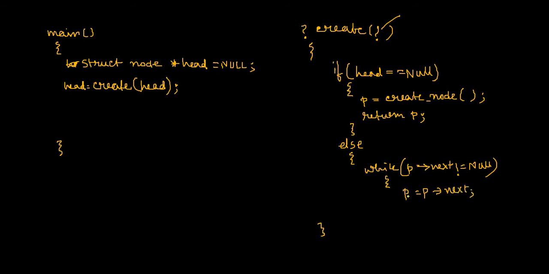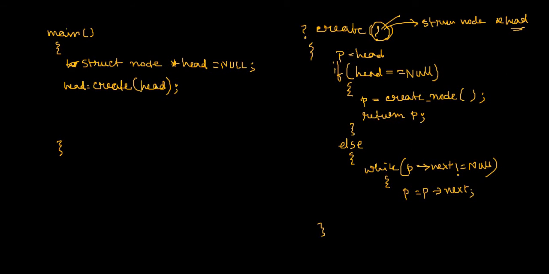So p is basically the first node that should point. So your p should be initialized by head. And what is head? Head is actually present over here. You should write here struct node pointer head.